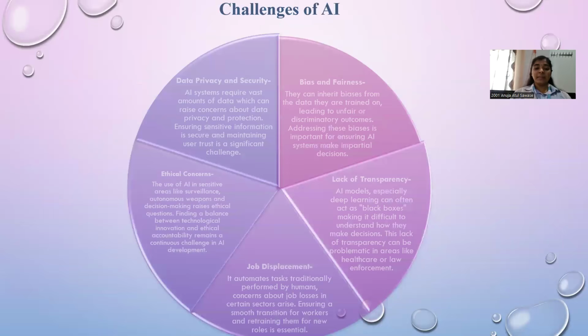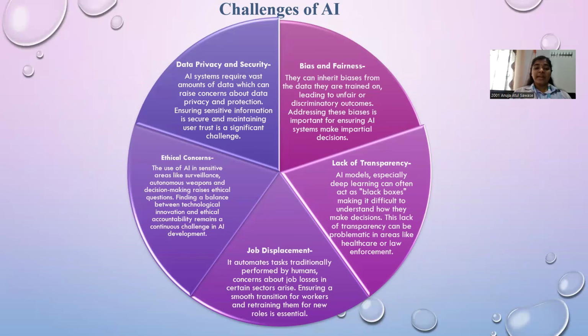Then next is data privacy and security. AI systems require vast amounts of data, which can raise concerns about data privacy and protection. Ensuring sensitive information is secure and maintaining user trust is a significant challenge. Then bias and fairness. AI systems can inherit biases from the data they are trained on, leading to unfair or discriminatory outcomes. Addressing these biases is important for ensuring AI systems make impartial decisions.